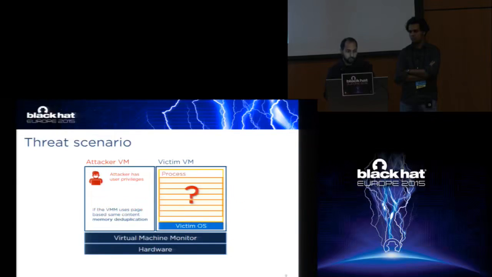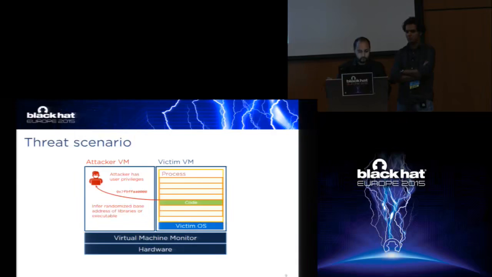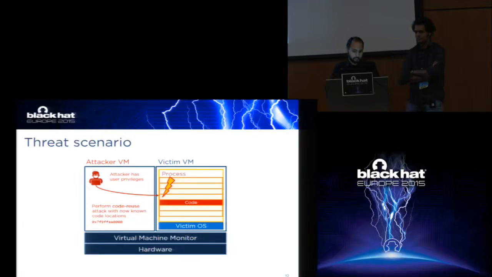Now, what we will show today is the following. If the virtual machine monitor has same content page-based memory deduplication enabled, then it is actually possible for the attacker to infer the randomized base addresses of libraries and executables that are mapped in processes of neighboring virtual machines. Thus, the attacker can use that base address that he leaked and construct the code reuse attack.